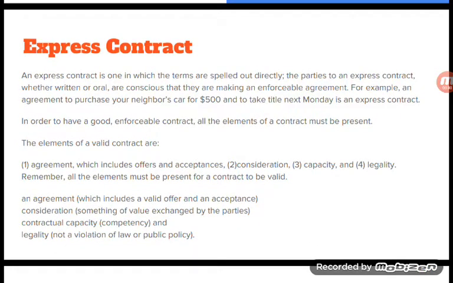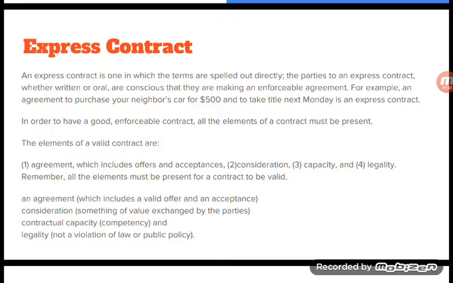The law loves to break things down into all different types of groups. Our first type of grouping we're going to be speaking about is express contract. An express contract is one in which the terms are spelled out directly. The parties to an express contract, whether written or oral, are conscious that they are making an enforceable agreement.